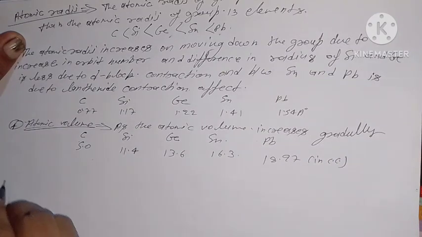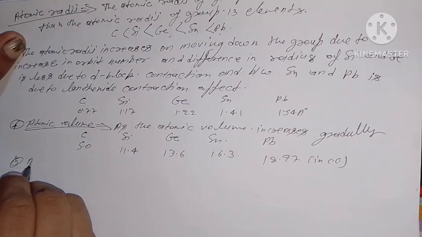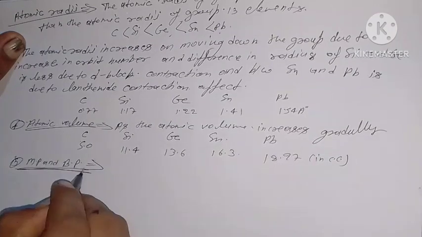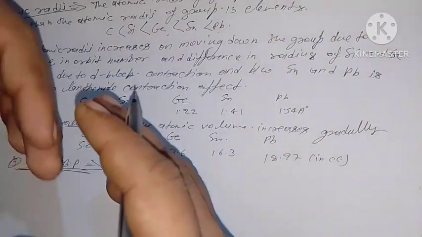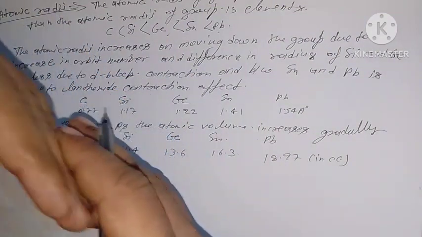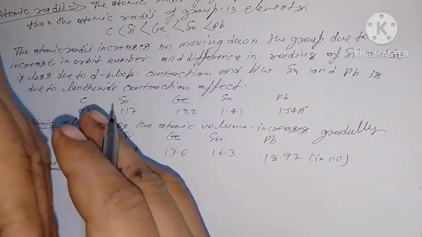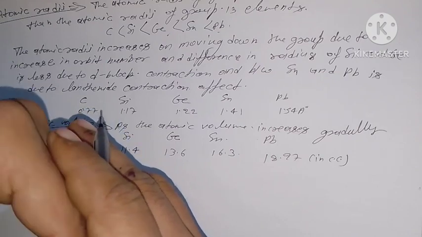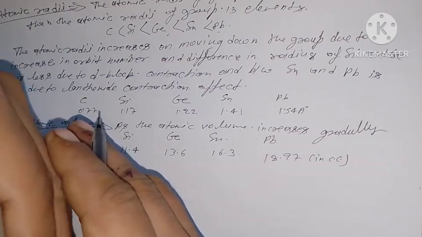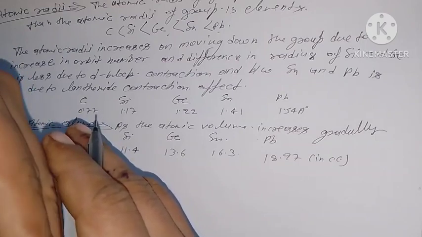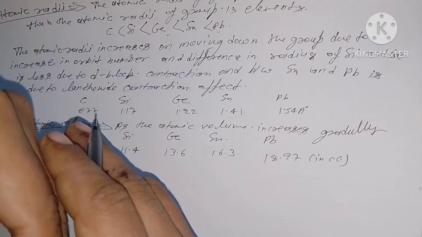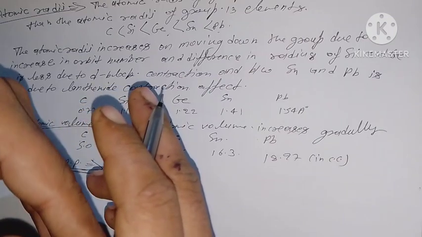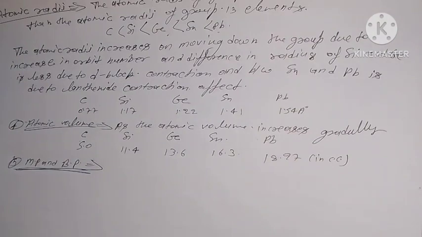Okay, melting and boiling point, fifth point. The elements of group 14 can form 4 covalent bonds. Thus, there are strong binding forces between the atoms. Hence, the melting and boiling points of group 14 elements are much higher than group 13 elements. And moving down the group, carbon to lead, metallic character increases. Consequently, both melting and boiling point values decrease.